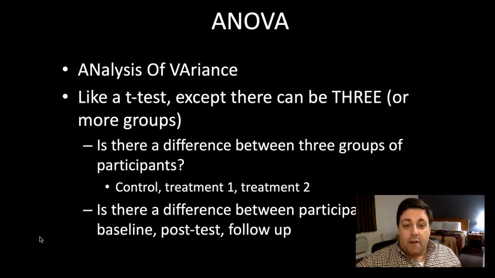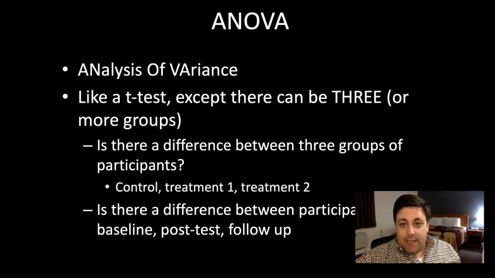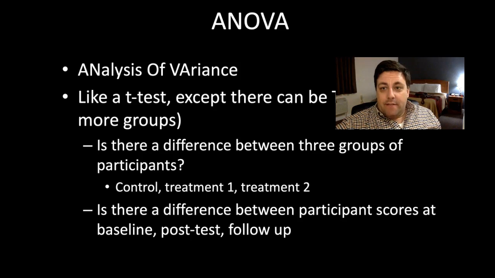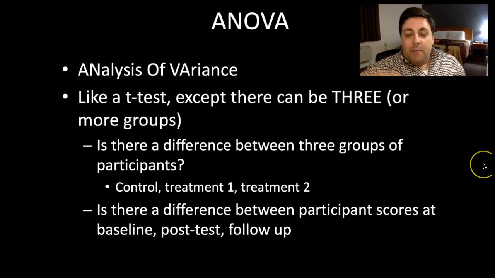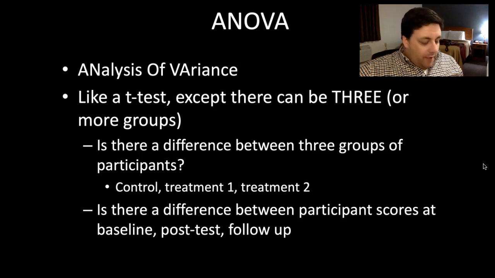An ANOVA is very similar to a t-test. The only difference is that it can be used with 3 or more groups of people. So an ANOVA is short for analysis of variance. The AN in ANOVA is from the AN of analysis. The O is from the O in of, and then the VA comes from the first 2 letters of the word variance. So analysis of variance. It's just like a t-test, except that there can be 3 or more groups.